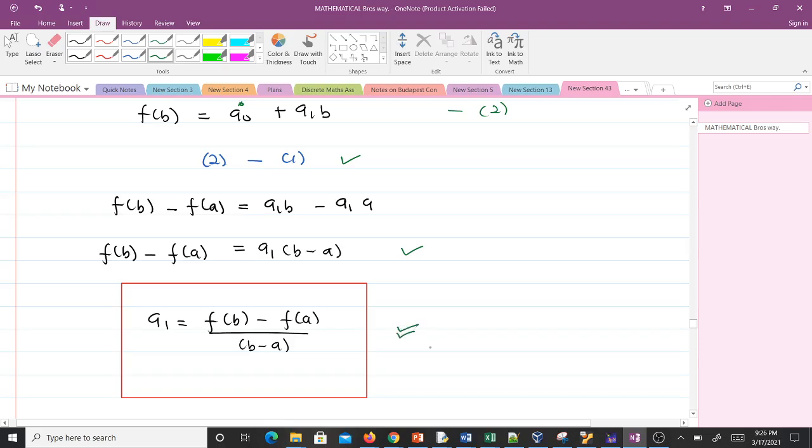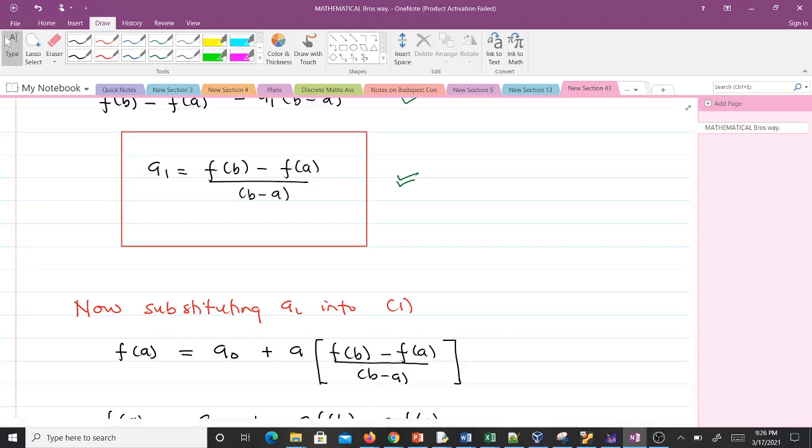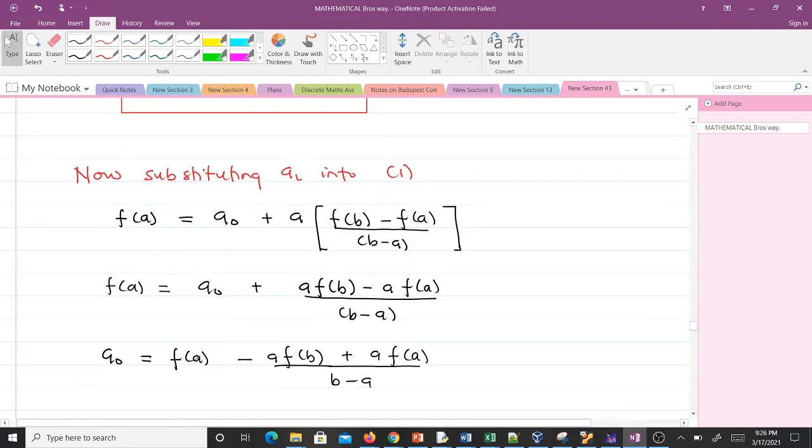And this is a1. So we have to substitute this into one of the equations to get what? a0. So we substitute a1 there. We had a1 to be there. So we substitute that into what? Equation 1. So that will give us f of a will be equal to a0 plus a. Wherever you find a1, we put this one there. Then we multiply through by a. And that gives us this.